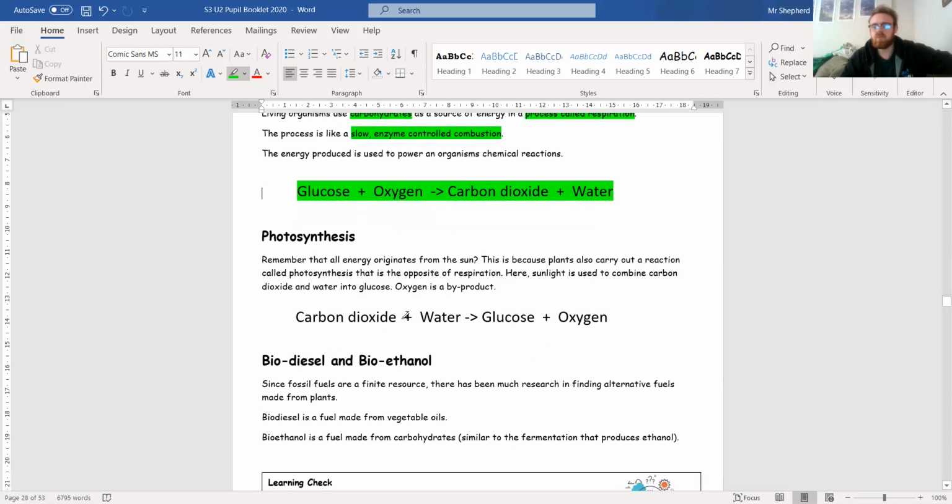Now, photosynthesis is the exact opposite of respiration. In respiration, your body takes that glucose and reacts it with oxygen to release carbon dioxide and water. Photosynthesis is when plants take that carbon dioxide from the air, suck up water through their roots, and turn the carbon in the carbon dioxide into glucose and release oxygen.